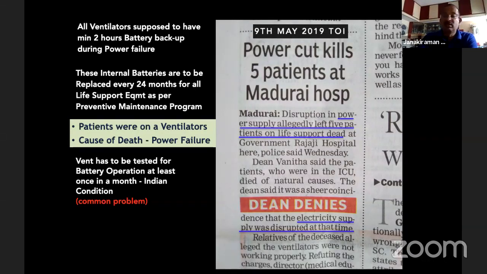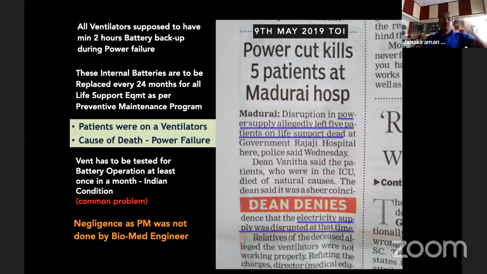These are all scheduled cuts. With unscheduled cuts, you do not know, it may not be there for the whole day. So in the Indian scenario, all equipment has to be tested for internal battery operation. This is our condition. This is not stressed much abroad because they do not have power failures. So this is the error by the biomedical engineer.